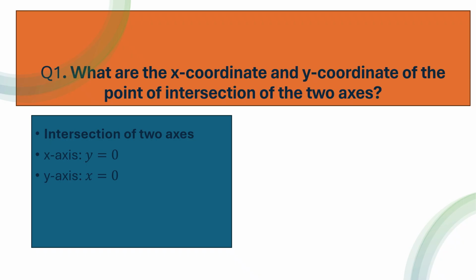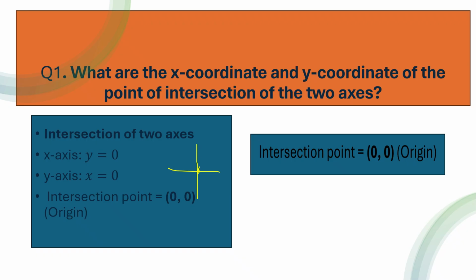Now when we understand this part, that is the origin. Now what is the origin here? That is the intersection point. The origin is where the horizontal and the vertical axis meet, and that point is termed as the origin, which is denoted by (0, 0). So that's your intersection point. So this is question number 1.